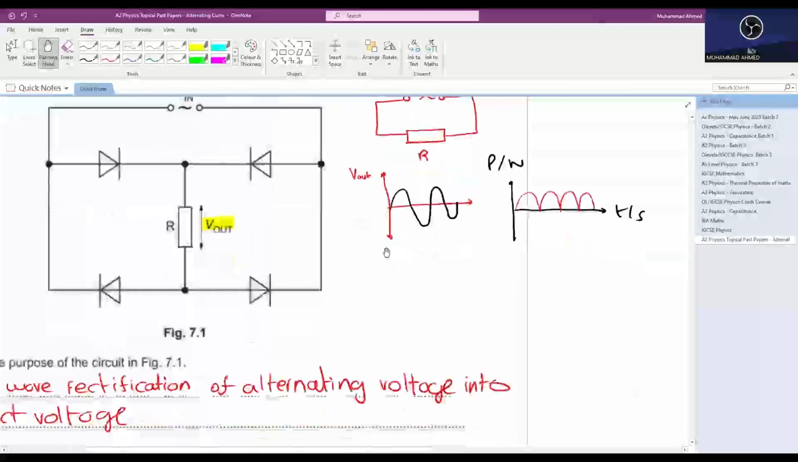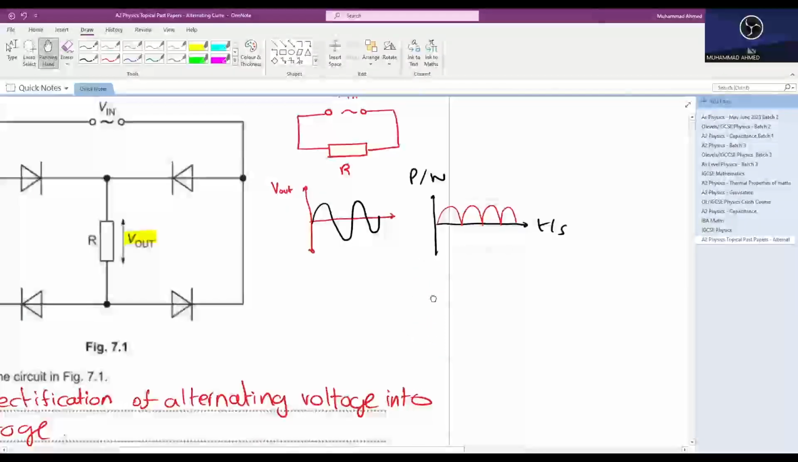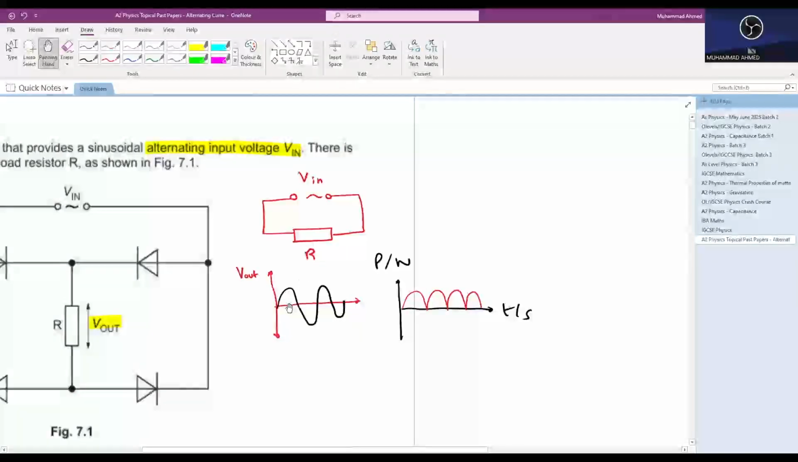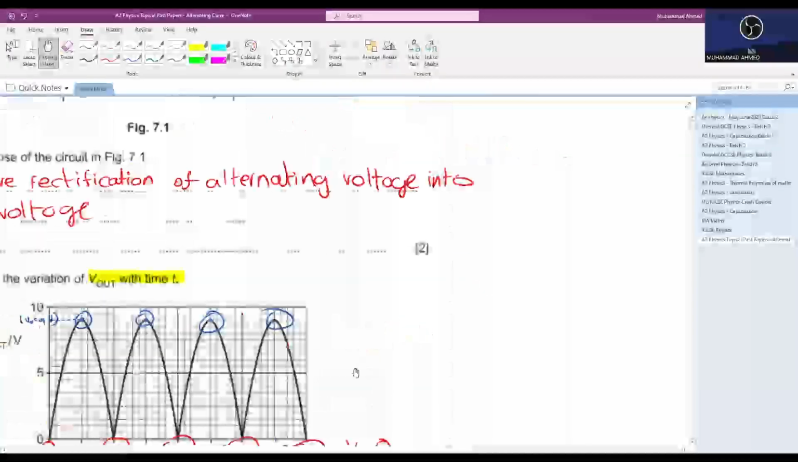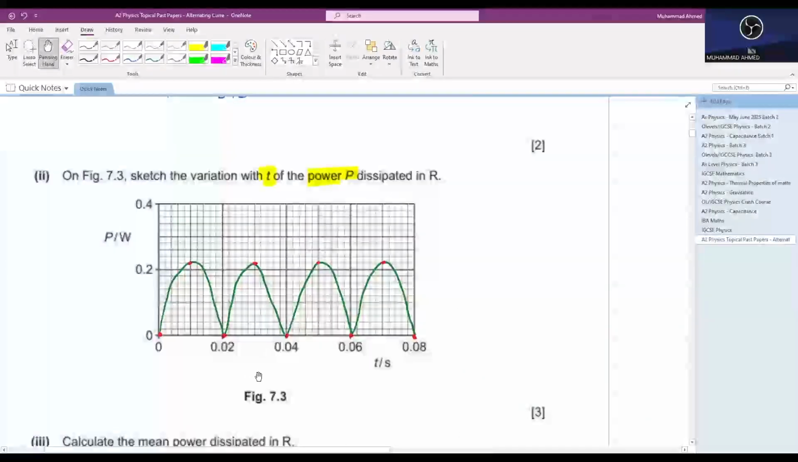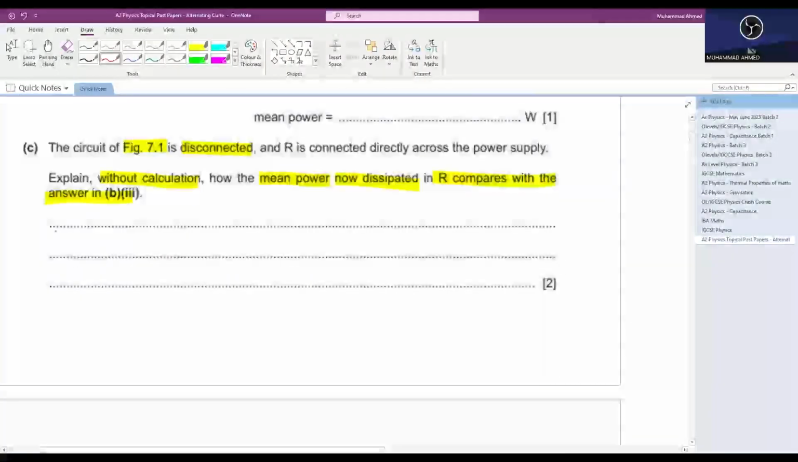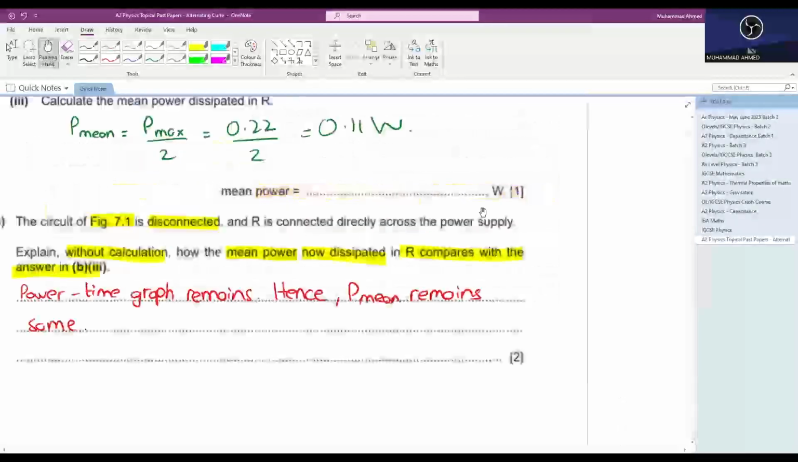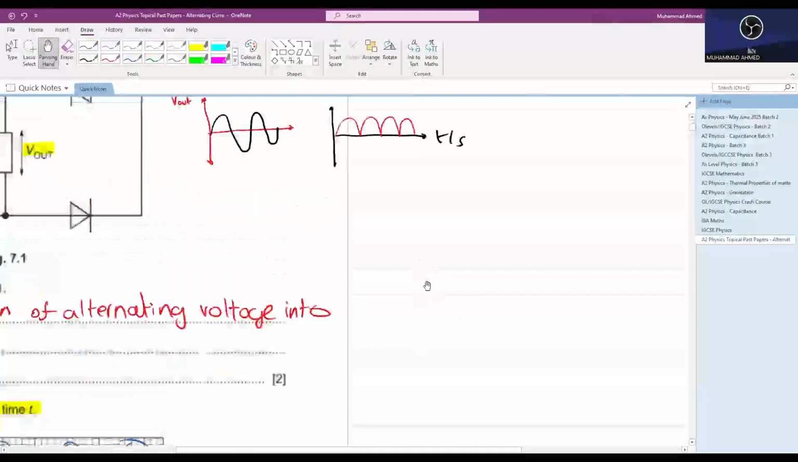Can you see, if you connect the resistor directly, your voltage output graph surely changes because now you will have both negative and positive voltages. But your power graph will remain the same. So what will you write here? Power-time graph remains the same. Hence, the mean power remains the same.